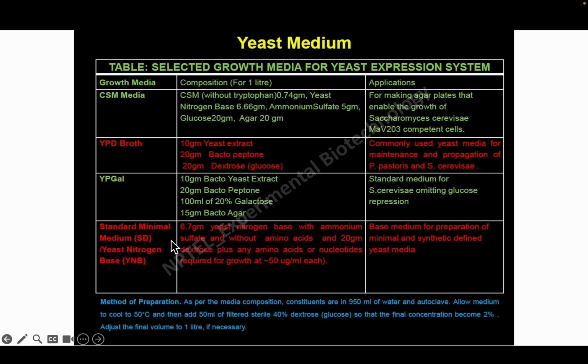Standard minimal media is yeast nitrogen base: yeast nitrogen base with ammonium sulfate and without amino acids, and dextrose plus any amino acids or nucleotides. So these are the different constituents. Method of preparation: as per the media composition, dissolve the constituents in 950 ml of water and autoclave. Allow the media to cool to 50 degrees and then add 50 ml of filtered sterile 40% dextrose so that the final concentration becomes 2%. Adjust the final volume to 1 liter if necessary.